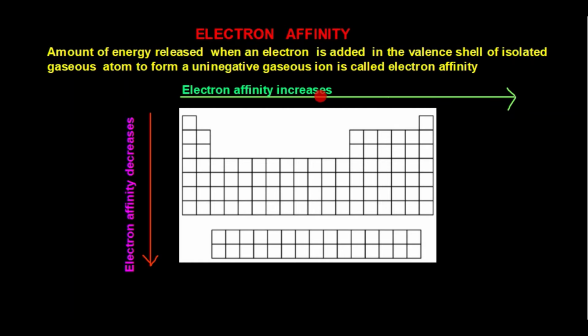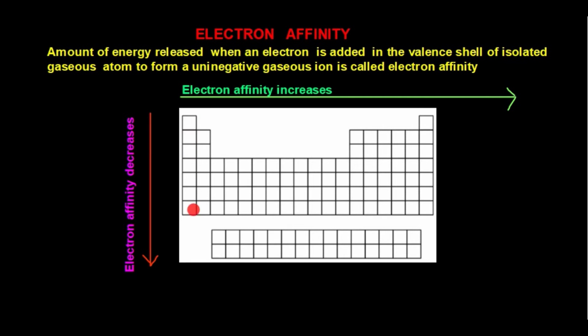Now we will see the trend of electron affinity in the periodic table. That is, what is the variation of electron affinity as we move from left to right in any period, and what is the change in electron affinity as we move from top to bottom in any group of the periodic table. Now we will see the variation of electron affinity in a group.